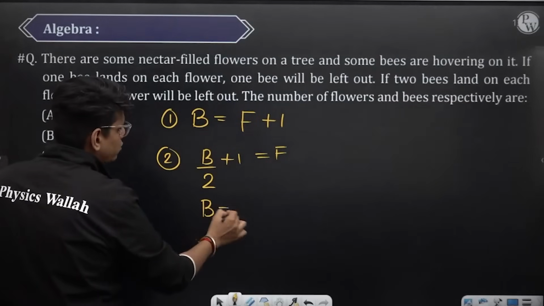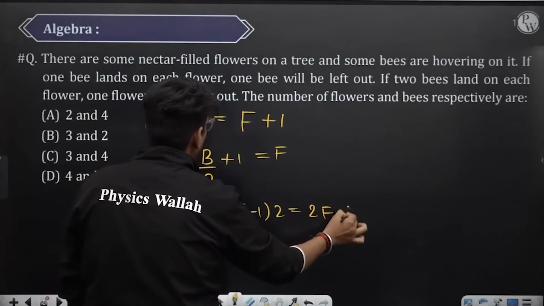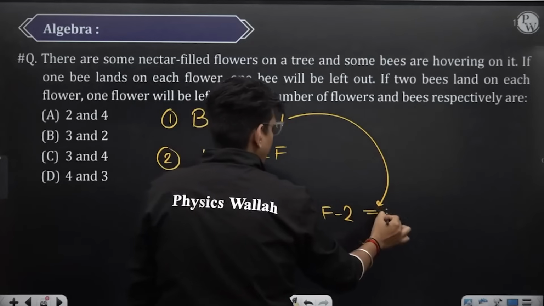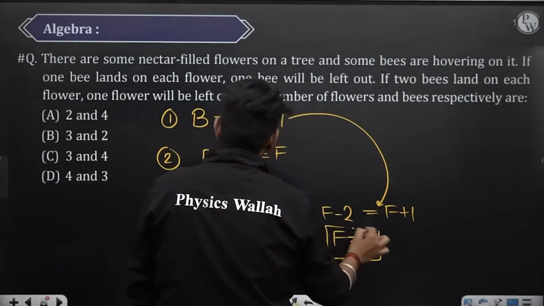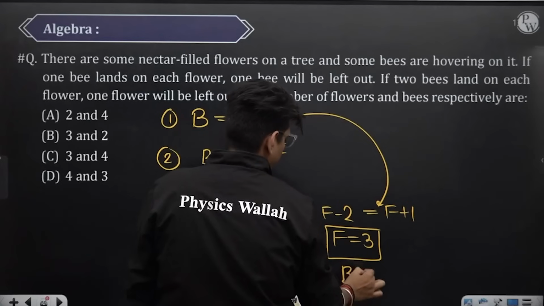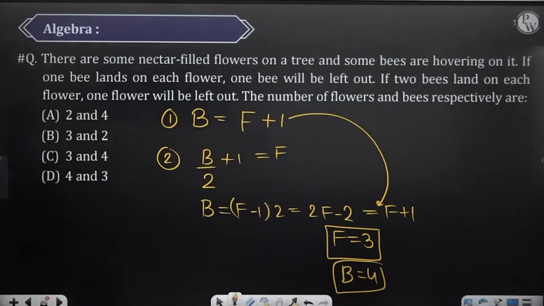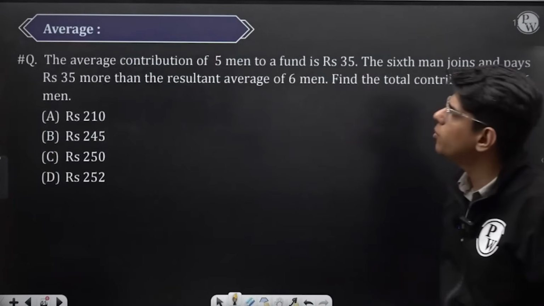So b equals (f minus 1) into 2, which is 2f minus 2. So if I equate this, because b and b are same, f plus 1 equals 2f minus 2, so f equals 3. If f equals 3, b equals 4. So f equals 3 and b equals 4. So this is the type of linear equation you can get. Okay? Chalo. Next is a question from average.